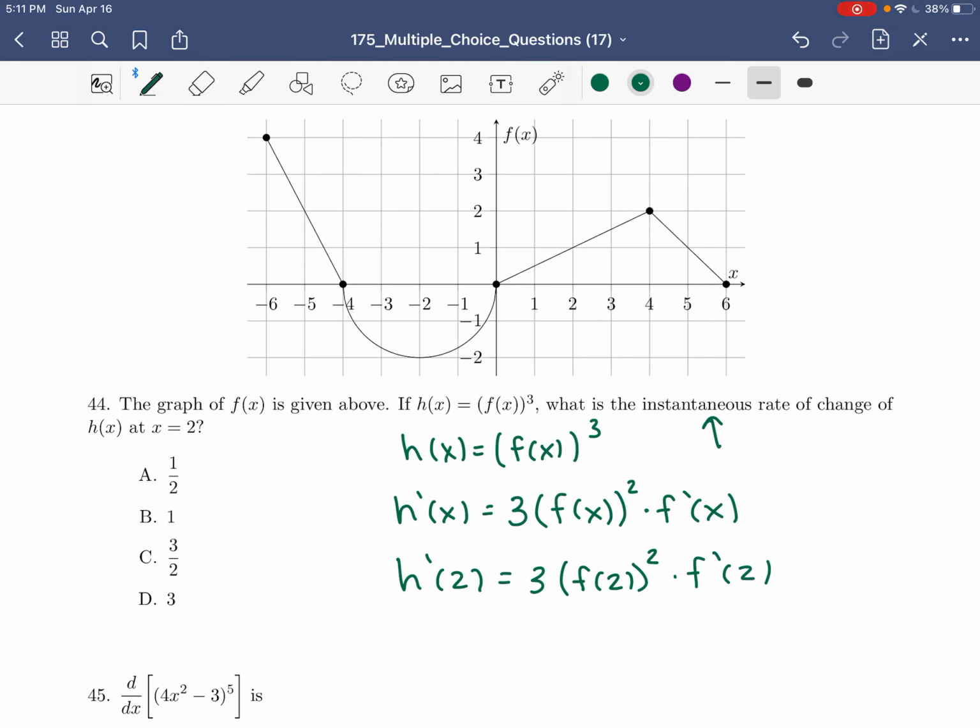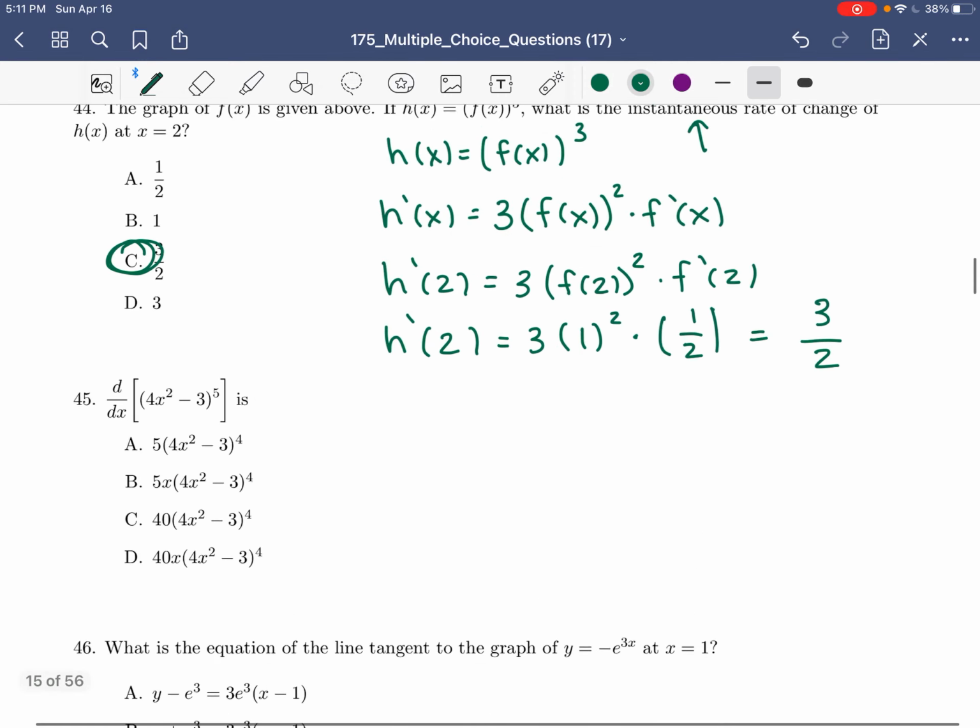So now we just have to figure this out. Remember, f of 2, since this is the graph of f, we're just going to look at the y value. So my y value here is 1. And then f prime of 2 is going to be the slope here. So the slope through this point is up 1 over 2. So 1/2, which makes h prime of 2 equal to 3/2, or C.